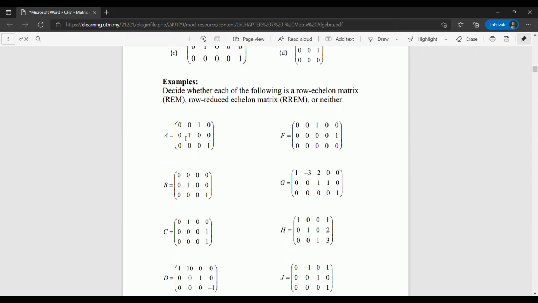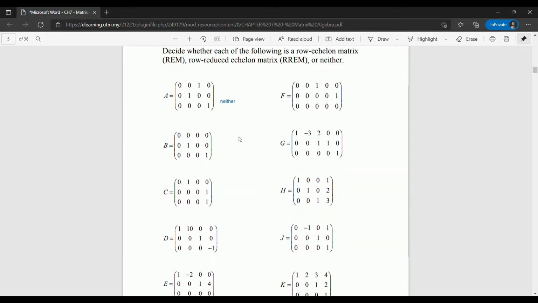You can see that in row number 2, the leading one occurs further to the left than the leading one of row number 1. So this one is not a REM, and since it's not a REM, it can't be a RREM as well. So this one is neither REM nor RREM.